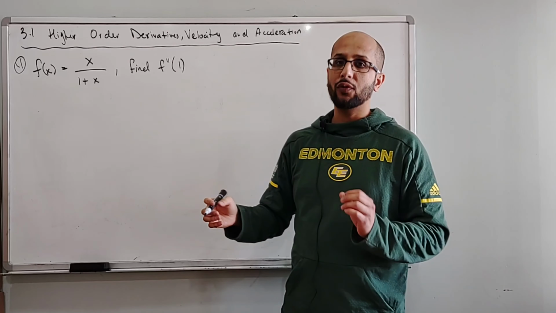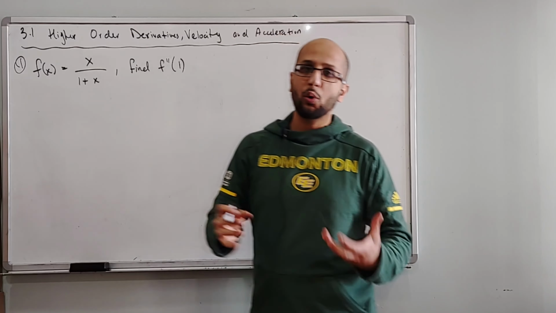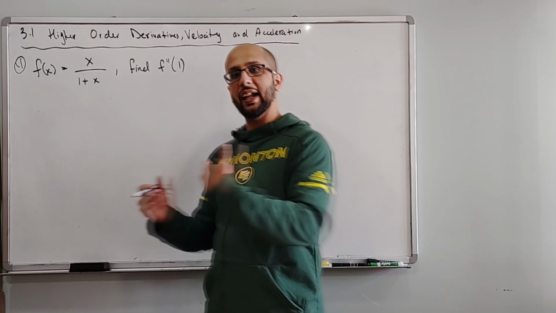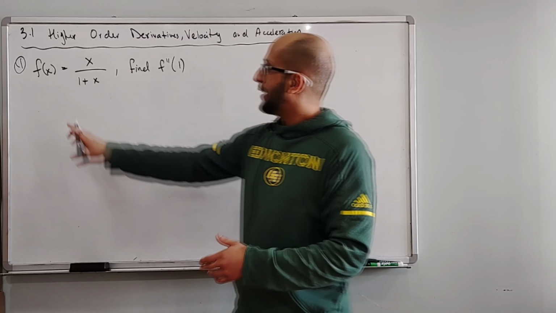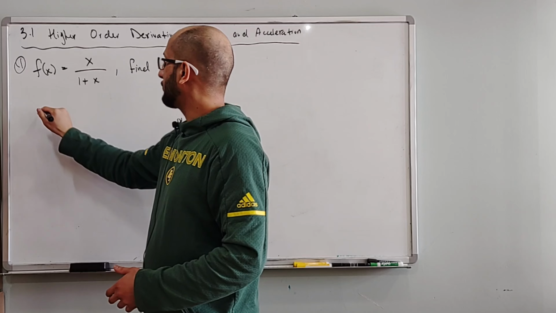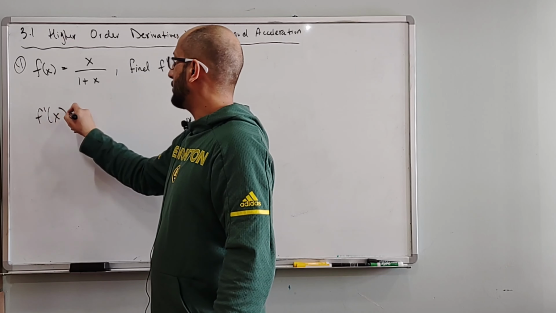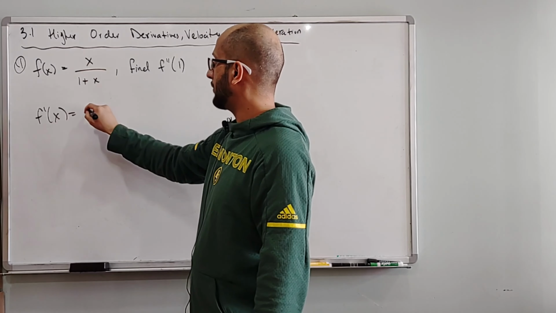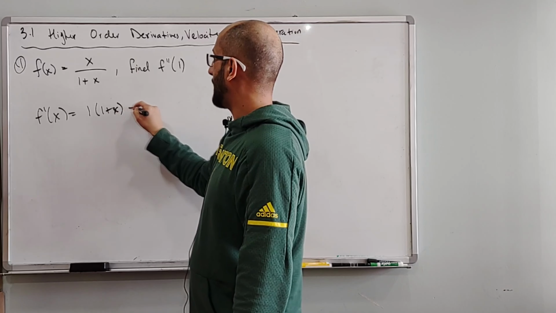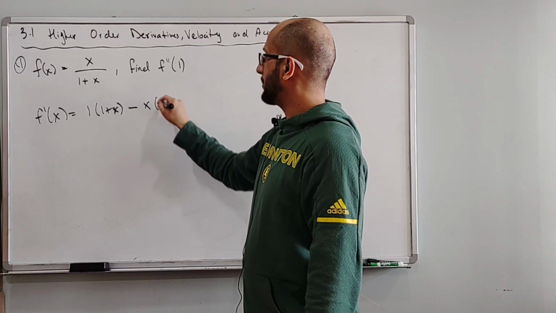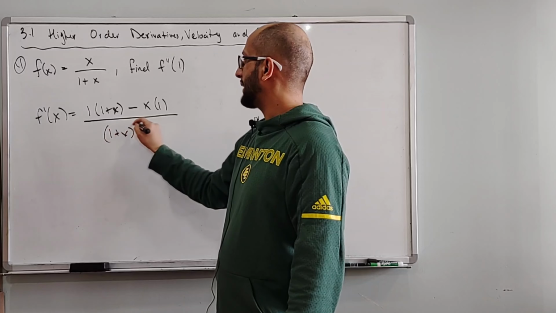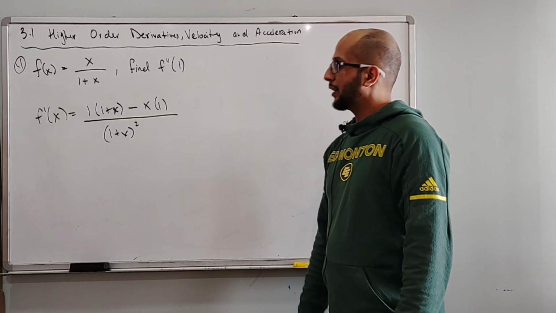So what's your process for finding the derivative? It's very important that you pay attention to how to simplify before jumping ahead to finding derivatives. In this case, we cannot simplify any further, so we're going to go ahead and find the first derivative using the quotient rule. So the derivative of x is 1, times 1 plus x, minus x multiplied by 1, over 1 plus x squared.